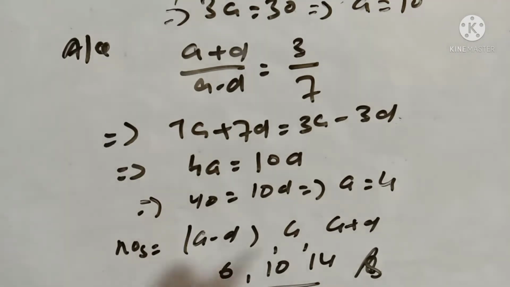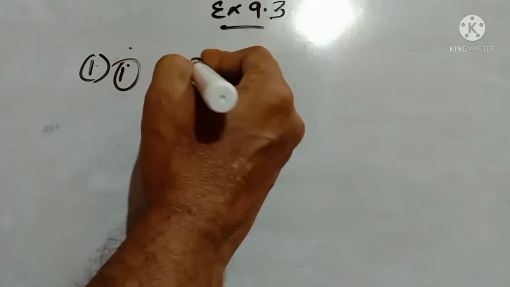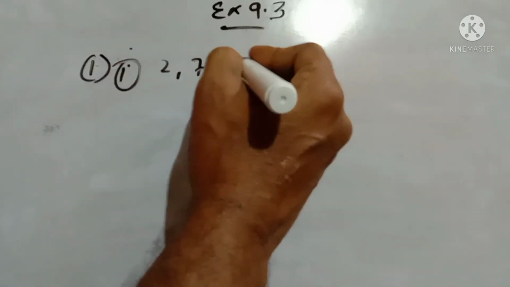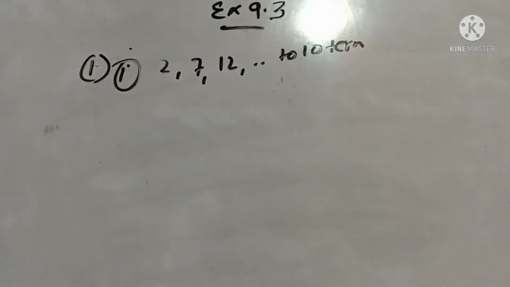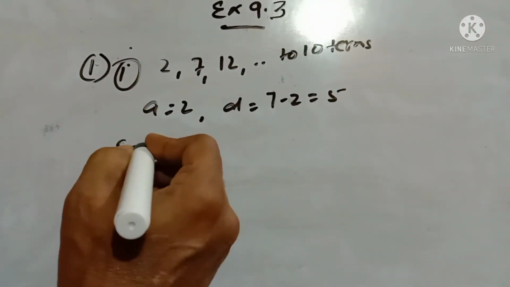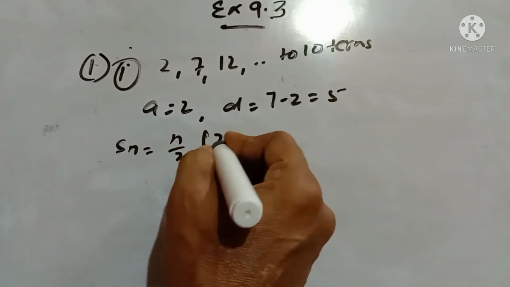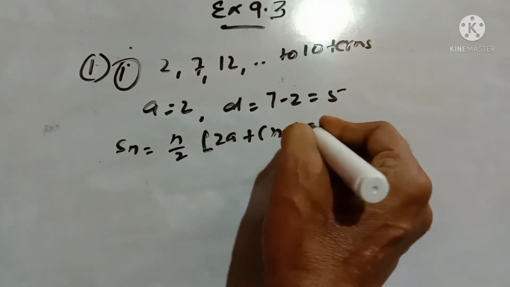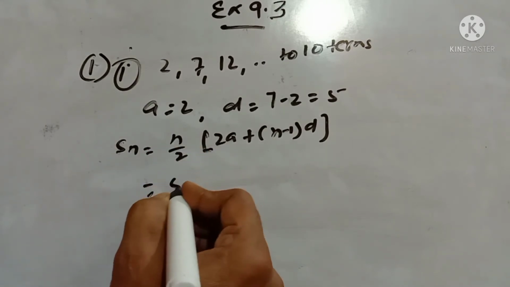Now move to 9.3, question 1.1. Find the sum of the following APs. 2, 7, 12, dot dot dot to 10 terms. So A and D we have taken out. Now Sn term, as we know, n by 2 into 2A plus n minus 1 into D. So 10 terms it is given. So 10 by 2, that is 5.